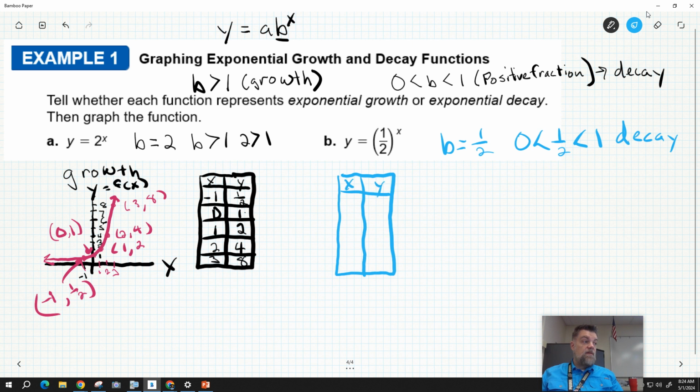X and Y. So when I plug in negative 1, remember that's going to be 1/2 raised to the negative 1, which gets flipped. That's just going to be 2. And I'm going to put in some different numbers. Actually, let's do negative 1, 2 down here.